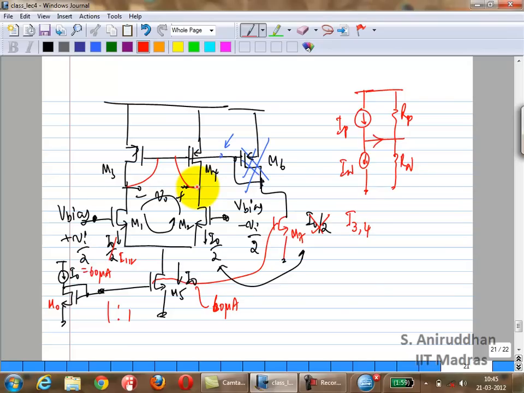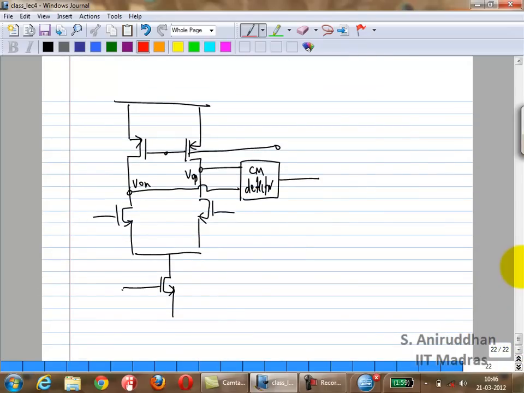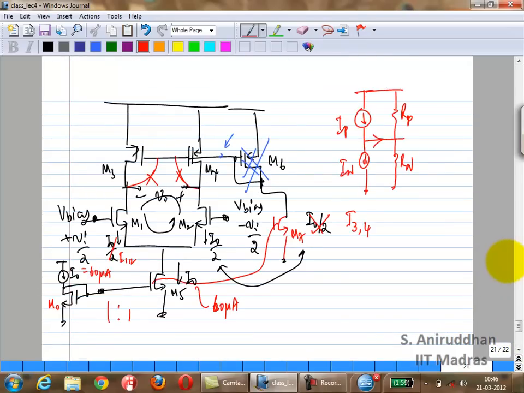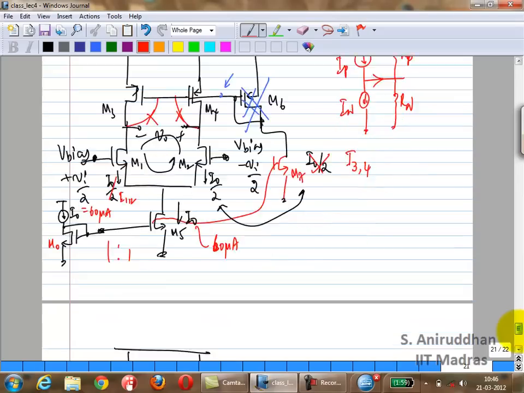Right, what's the problem with this? It has very small gain. What else? Output impedance is low. What else? Your voltage output swing limits are now quite low, because you are tying it to the VGS of a transistor. So you definitely don't want to do this. Well, there is one kind of circuit which uses something similar to this. We'll see if we can come up with that circuit through other means.